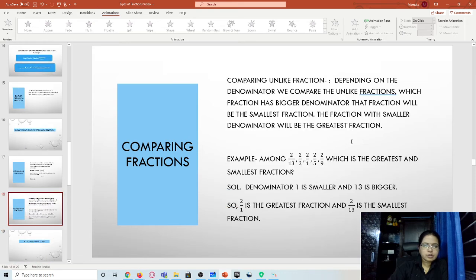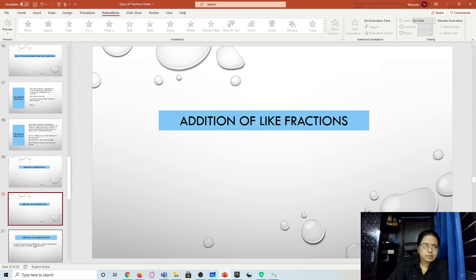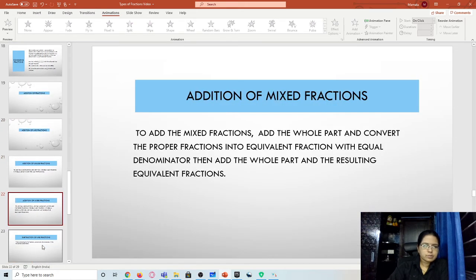That covers comparing like fractions and unlike fractions. Comparing unlike fractions depends on the denominator. This is done. Now addition of fractions: addition of like fractions, then addition of unlike fractions, then addition of mixed fractions.